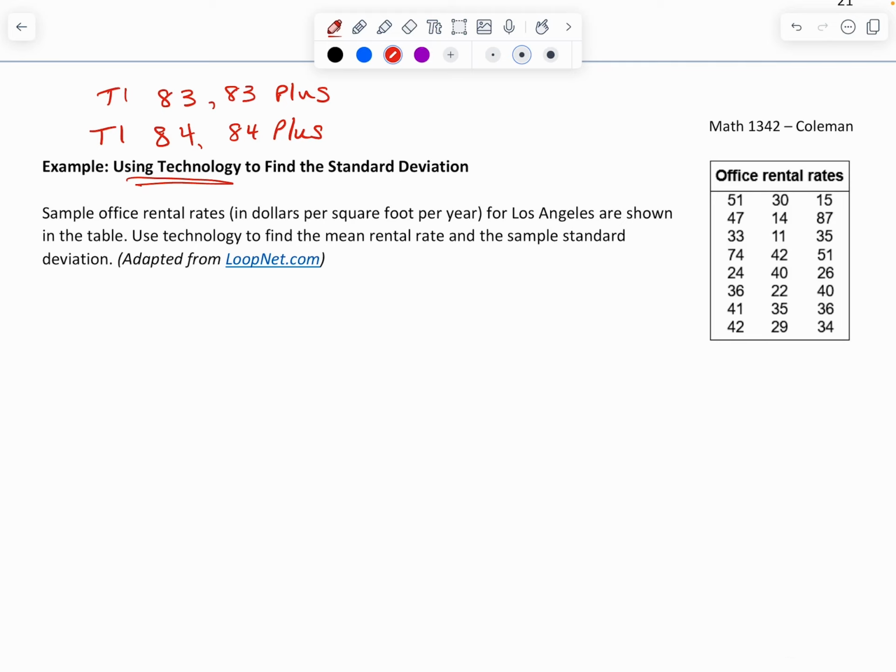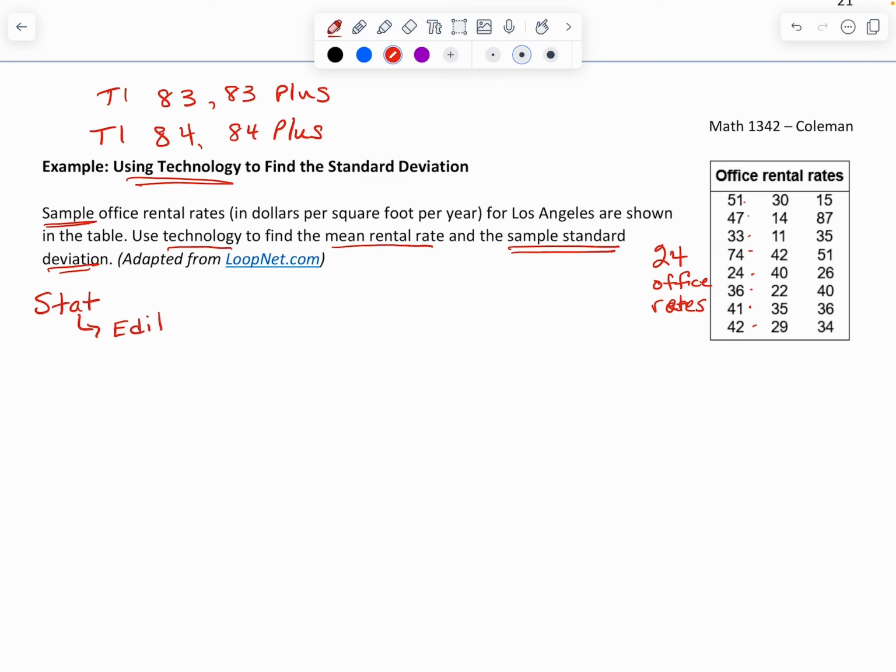All right, first thing I want to know is how many entries I have. So office space rentals for Los Angeles are shown in the table. Use technology to find the mean rental rate and the sample standard deviation. This is a sample. All right, there are 1, 2, 3, 4, 5, 6, 7, 8 times 3. So there are 24 office rentals or office rates. All right. So first thing I have to do then is I'm going to hit the stat button.